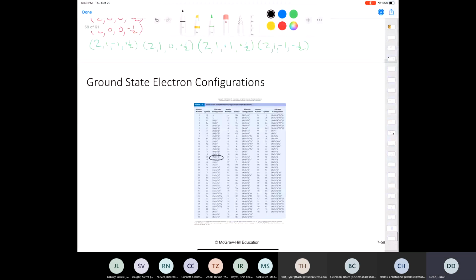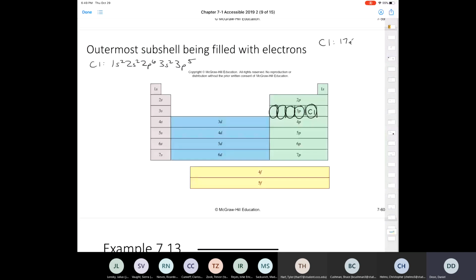If I look at chlorine, what is the noble gas that comes before chlorine? Not the closest noble gas. The closest noble gas to chlorine is, in fact, argon. It's right here. But the noble gas that precedes or comes before chlorine is neon. So if you want to write a shorthand, the way that you do it is you write down the noble gas that precedes the element in square brackets. What's the electron configuration of neon?